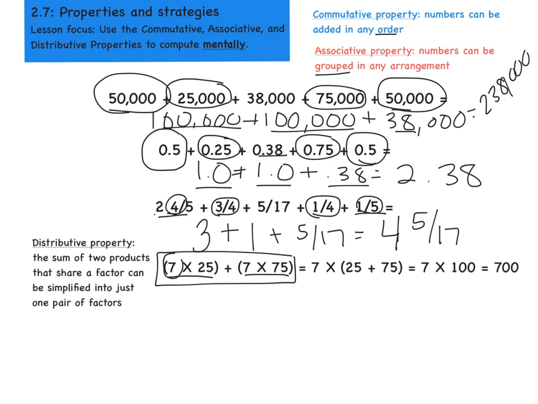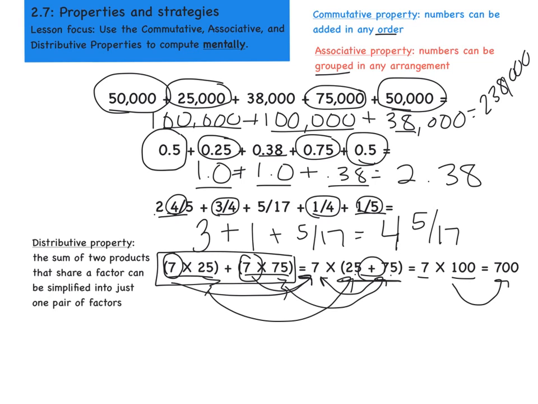So notice that these both have a factor of 7. Okay, so if we pull that factor out of those and we keep it by itself, that'll leave us with this 25 and 75 to add together. So here we're going to take that 25 and that 75, we're going to add those together. We're going to multiply that sum by that one factor that we pulled out. Okay, so what that tells us now is 7 times 100, because 25 plus 75 is 100.